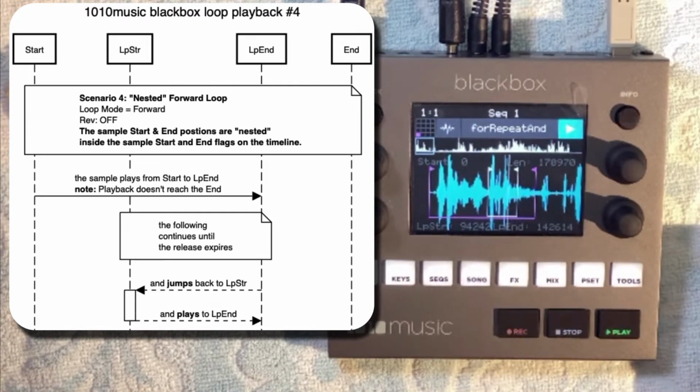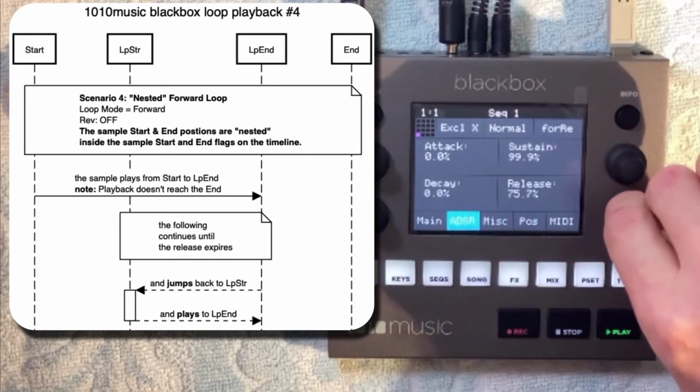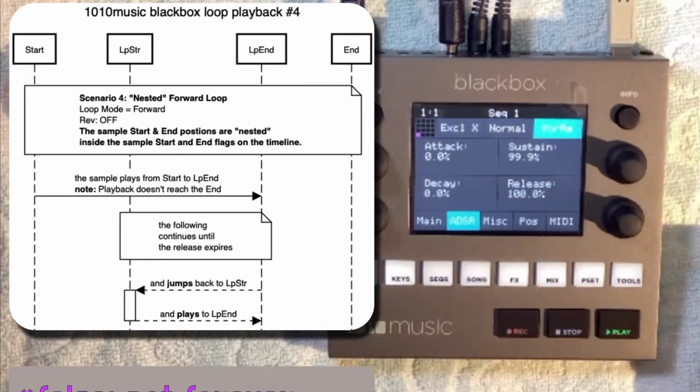So what happens there, the sample plays from the sample start to the loop end and then jumps back to the loop start point and then plays again. And again, I've got the release time at 75. You know, if I set it to 100, it'll just play forever.